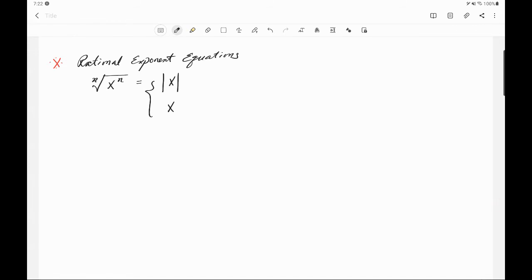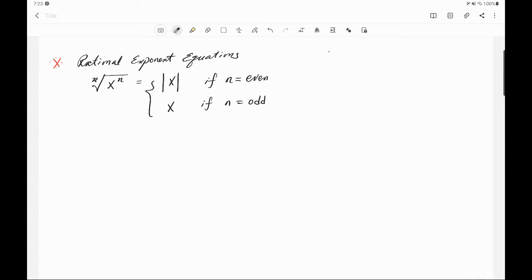Okay, n is called the index, right? And n can also be an exponent. So the index and the exponent are the same, but if n is an even number, then we make x positive. If n is an odd number, then just take x out. Okay, you don't get this one, right? But let's do an example.